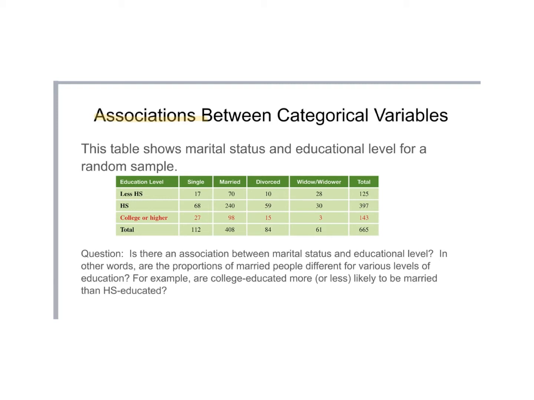This table shows marital status and education level for a random sample. So we have two variables, except we're talking about categorical: marital status and education level. And the question is, is there an association between marital status and education level? In other words, are the proportions of married people different for various levels of education? For example, are college-educated people more or less likely to be married than high school educated people?